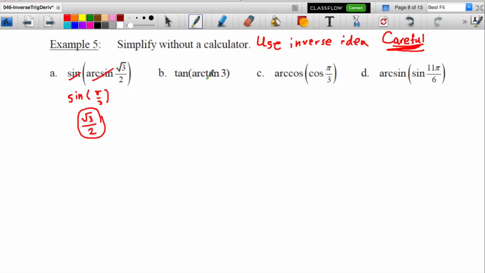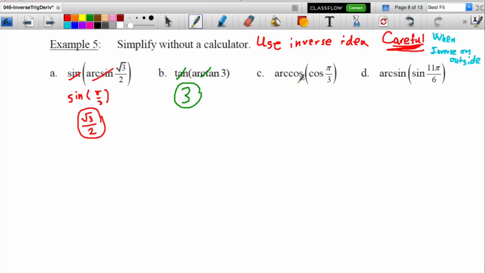Okay, arctan 3, I don't know what makes 3 out of arctan. I really don't. But I know that tan and arctan cancel. Done. Now, when the inverse trig is on the outside, we have to be very, very careful. So when the inverse is on the outside, we're going to be very careful.